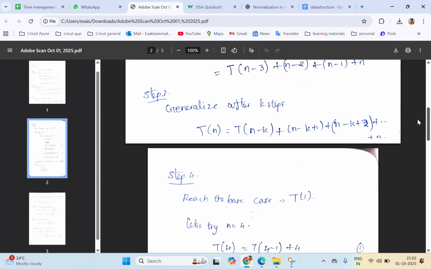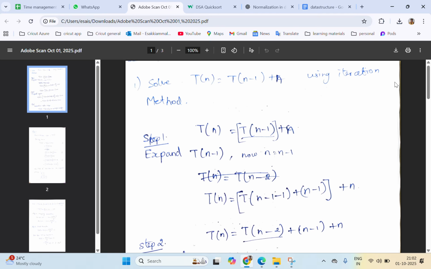So we solved T(n) = T(n-1) + n using the iteration method. The same problem we need to solve using the substitution proof method as well. For the iteration method, sir has given one more problem; I'll share it in the group. Thank you.